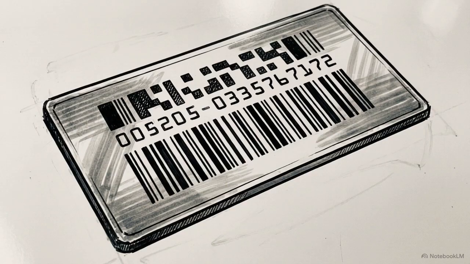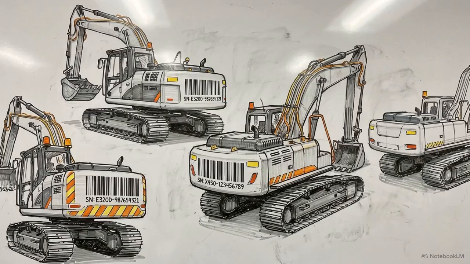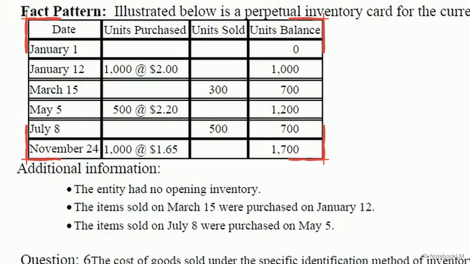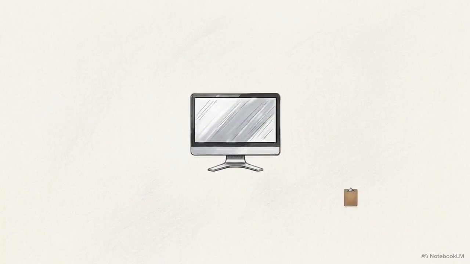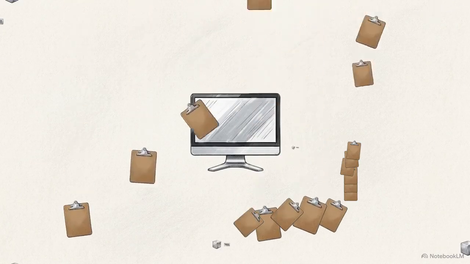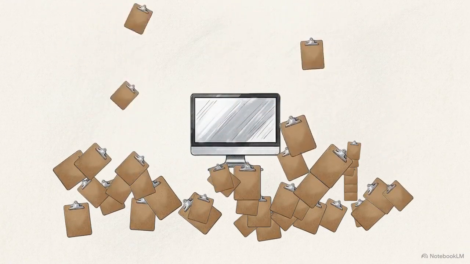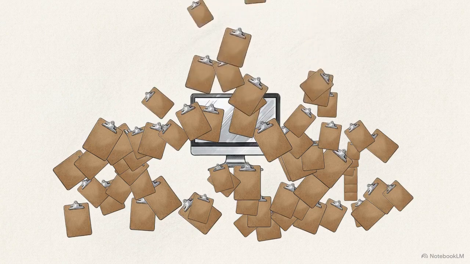To use this method, the items must possess a clear, permanent identifier. If an asset has a unique serial number stamped on its side, it is a prime candidate for specific identification. This tracking card shows how precise the matching process must be. We don't guess which units were sold on March 15th. The records confirm they were the exact units purchased on January 12th. While highly accurate, logging individual identifiers for thousands of transactions generates massive administrative overhead. For low-cost, high-volume items, it simply isn't feasible.